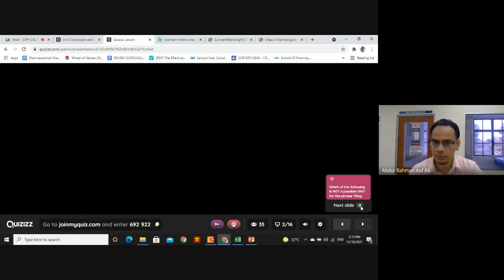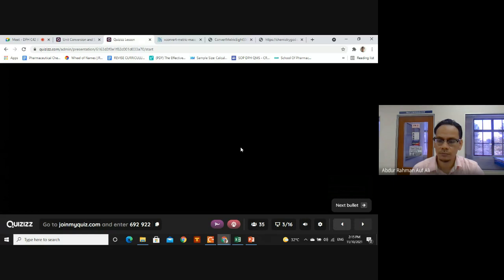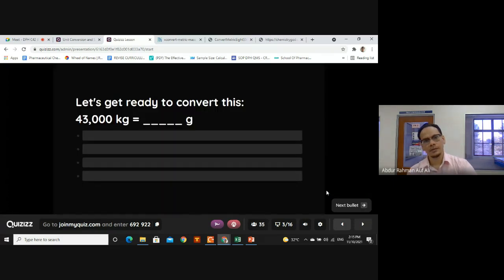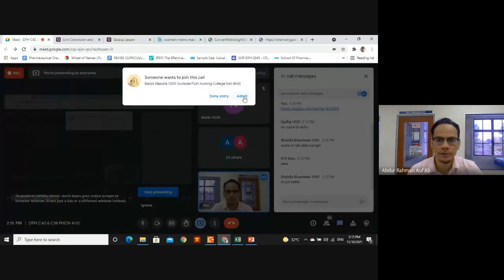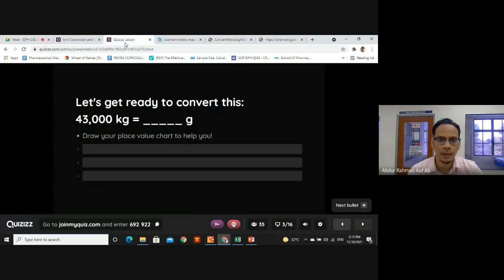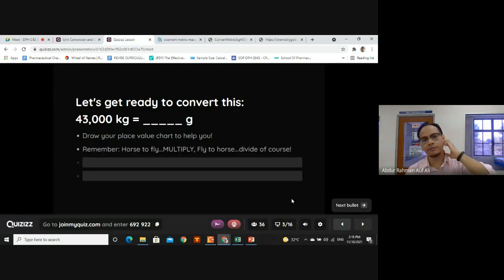Okay. Slow pula. Okay, so how to convert this? How would you convert this? 43,000 kilogram to gram. What's the first step? Somebody is joining. How would you even begin to convert from kilogram to gram?